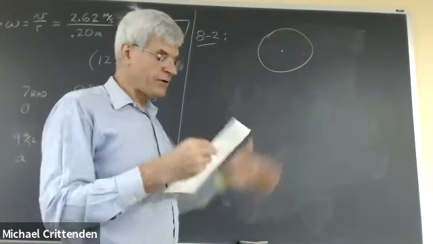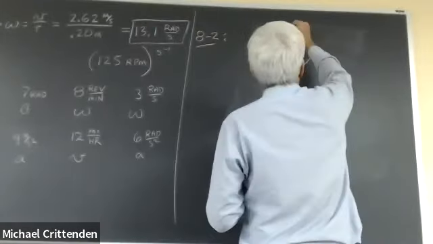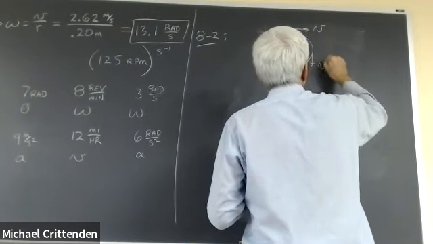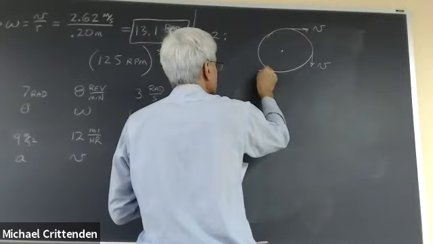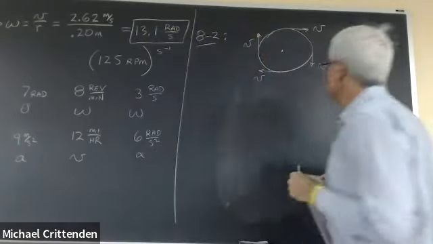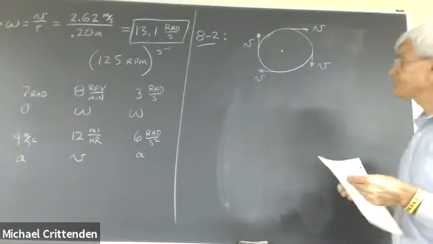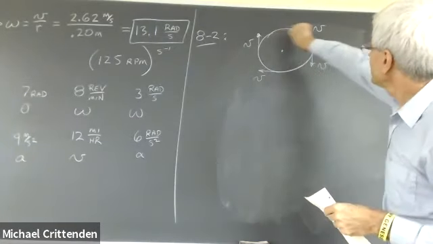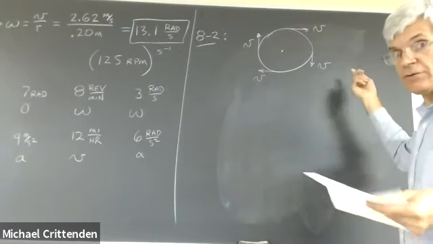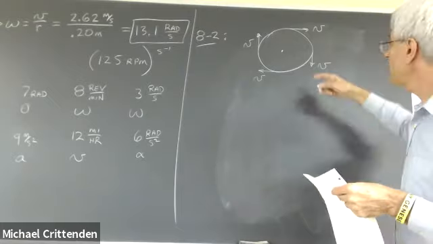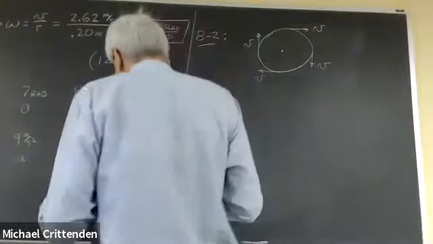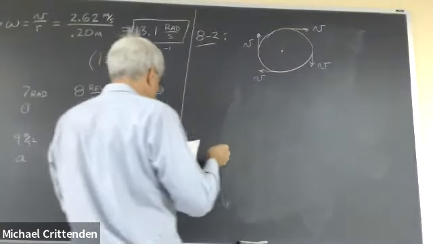Seen from that frame of reference, the edge of the wheel is going around the center with a speed v. Okay, this point's going that way at a speed v, this point's going that way, 15 meters per second, the question tells us that. So seen from this frame of reference, that's what the wheel is doing.